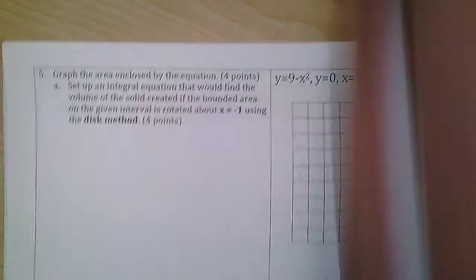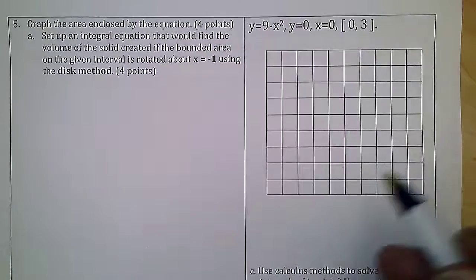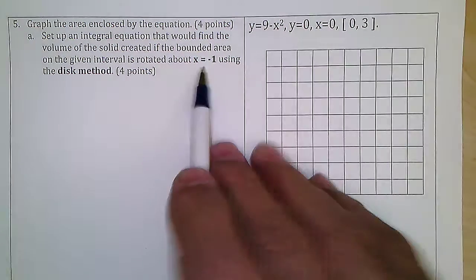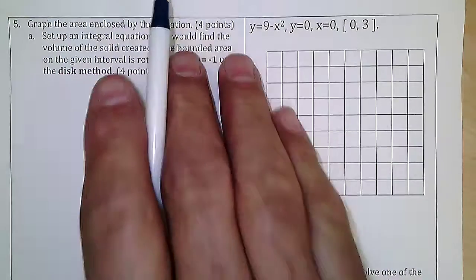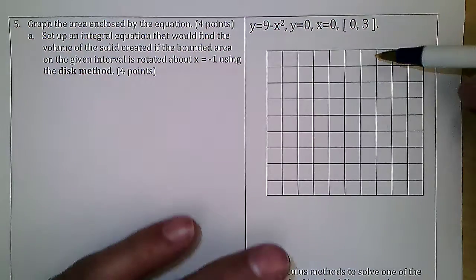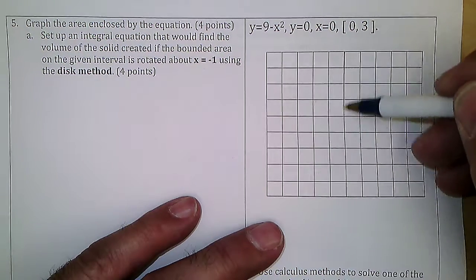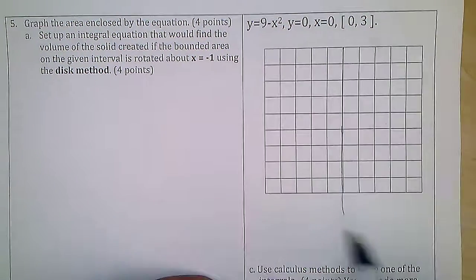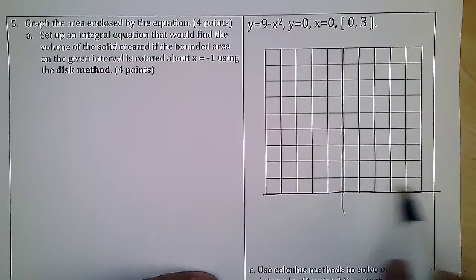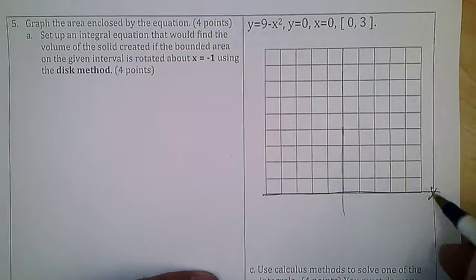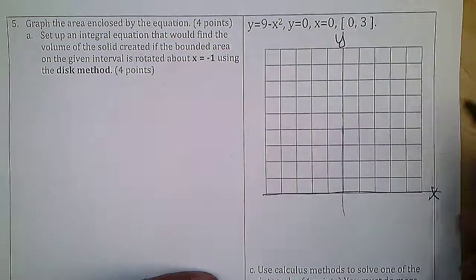5. If I'm going to reflect it over x equals minus 1, it's going to go this way. So I'm going to move my axis over so I've got room for it. I'll put it here. Hopefully that's far enough over. And I'm in the first quadrant, so I'm going to put the x-axis here and the y-axis here.